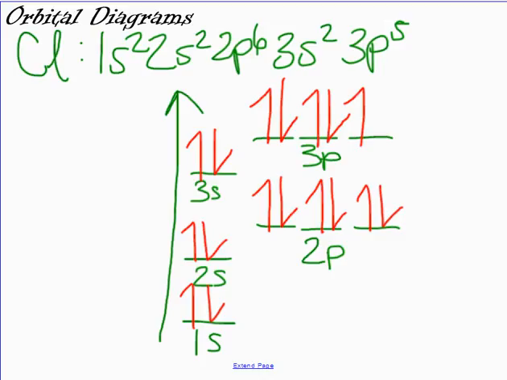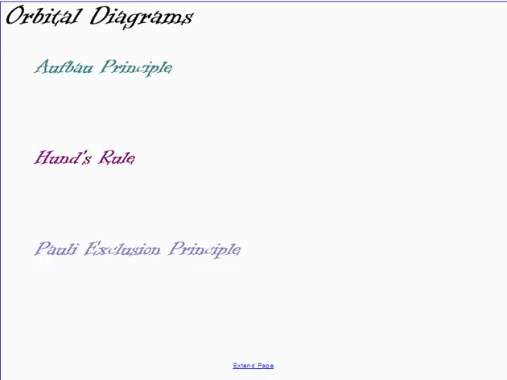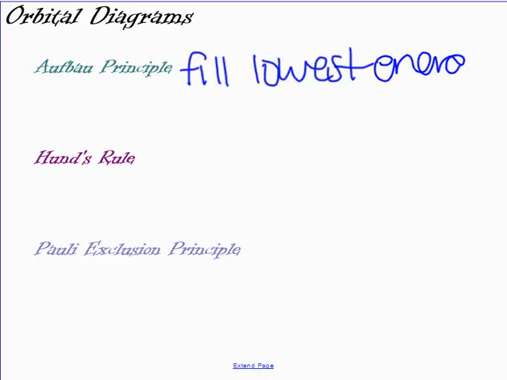Now, if you notice, there was a particular way that I was filling in these orbital diagrams. And I was following 3 specific rules that go with orbital diagrams: the Aufbau principle, Hund's rule, and the Pauli exclusion principle. Aufbau principle you already know even if you didn't know the name. The Aufbau principle just states that the electrons fill the lowest energy first.